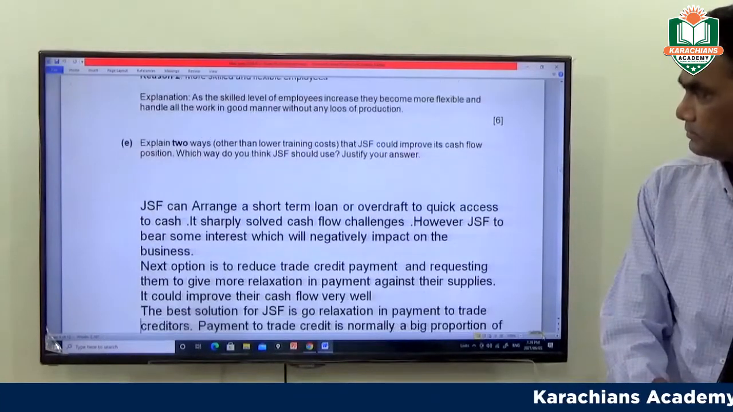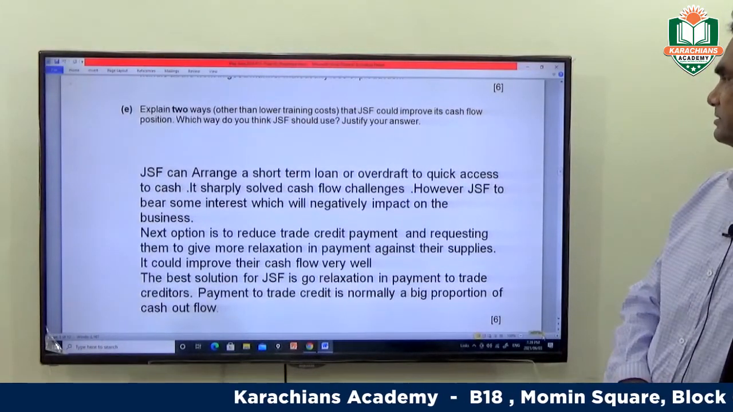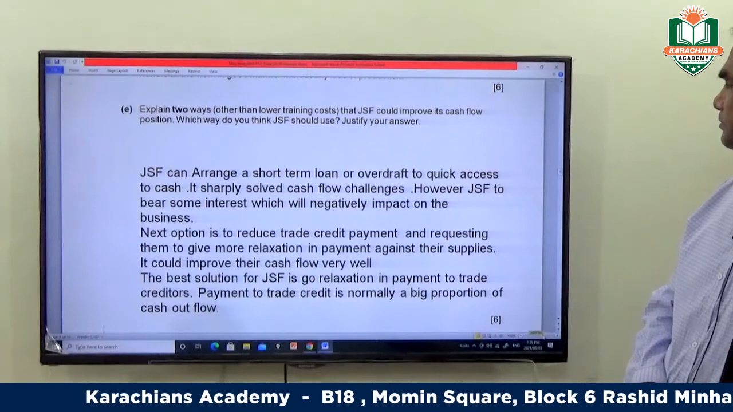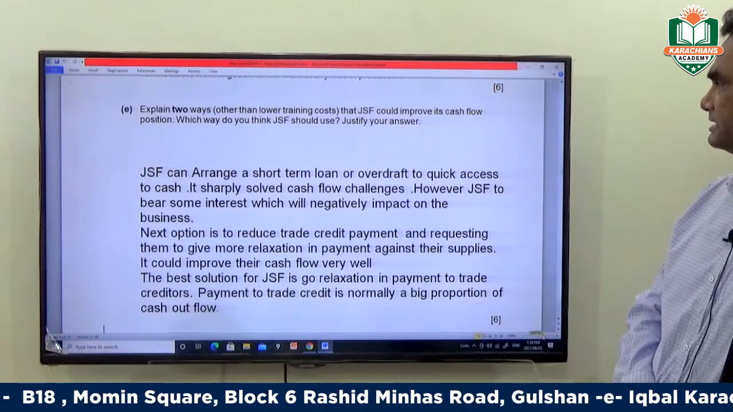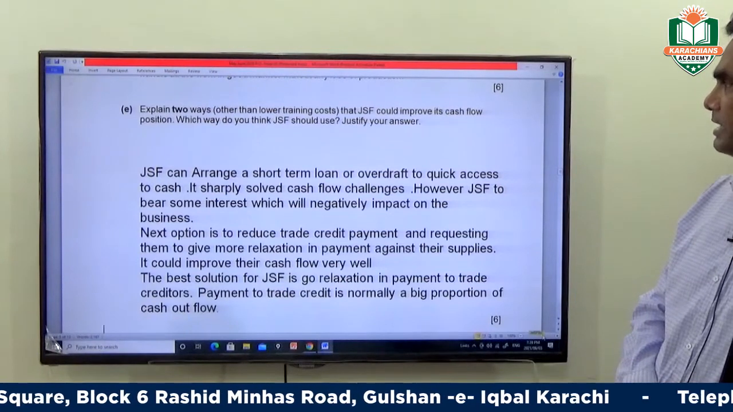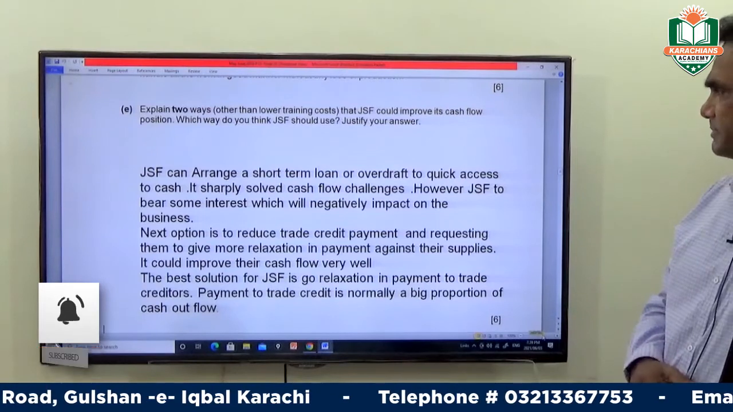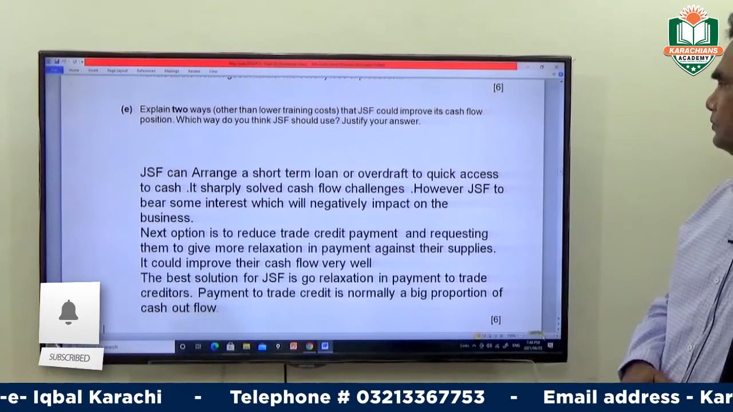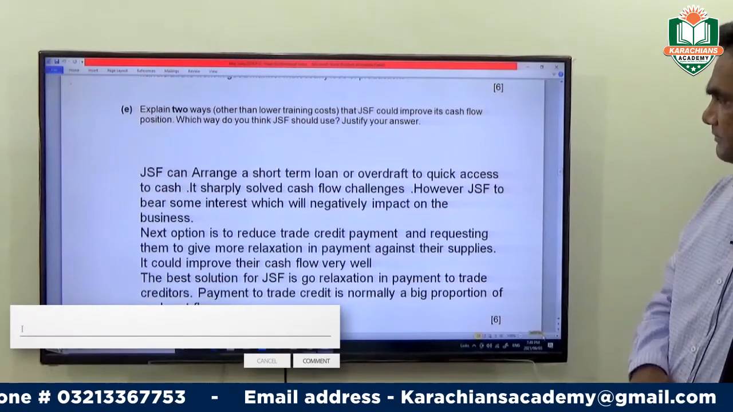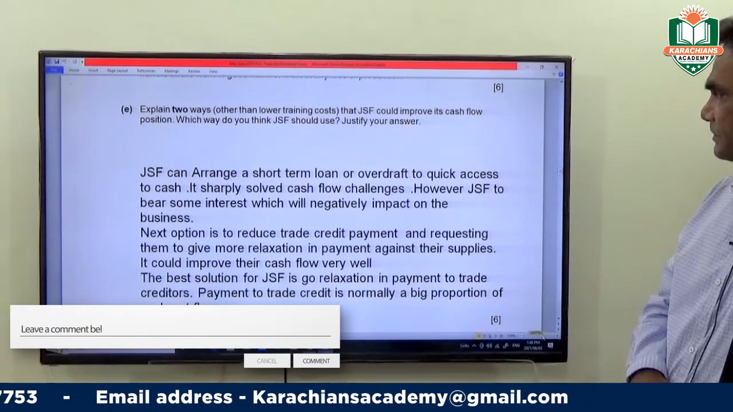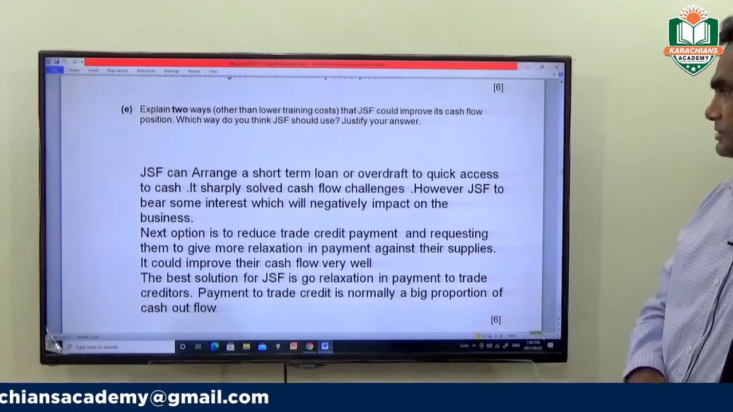2E, last question. Explain 2 ways other than lower training cost that JSF could improve its cash flow position. Which way do you think JSF should use? Justify your answer. Here we have to explain how we can improve cash flow, which really helps JSF, but we don't have to cut the training cost.